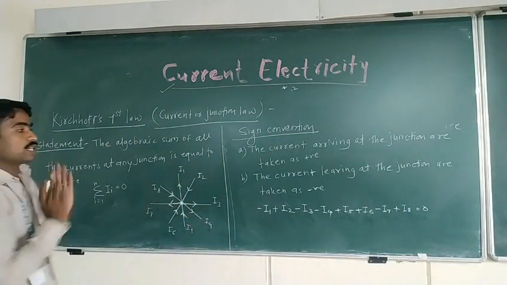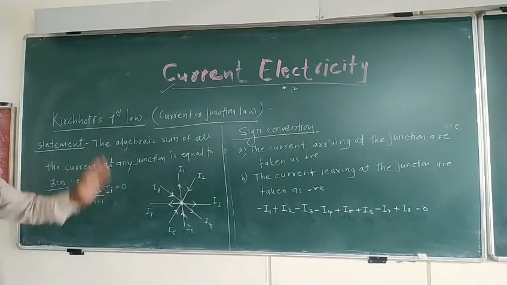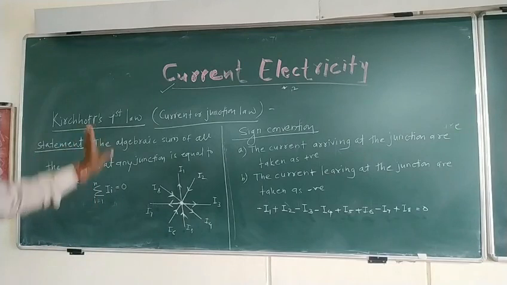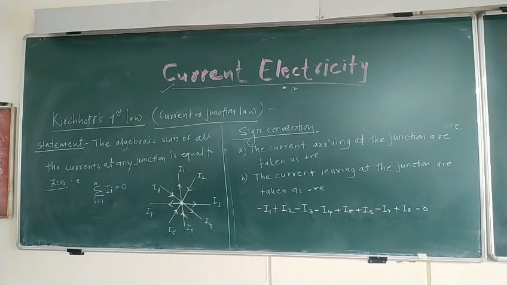Here you have to consider all the currents according to the sign convention. The first current moves away from the junction, therefore we take it as negative. The second current flows towards the junction, taken as positive. The third and fourth currents move away from the junction, taken as negative. The fifth current moves towards the junction, taken as positive. The sixth current is towards the junction, taken as positive. The seventh is away from the junction, taken as negative.